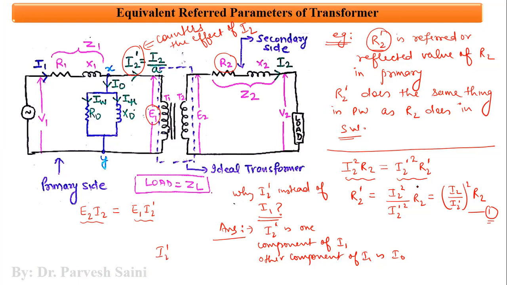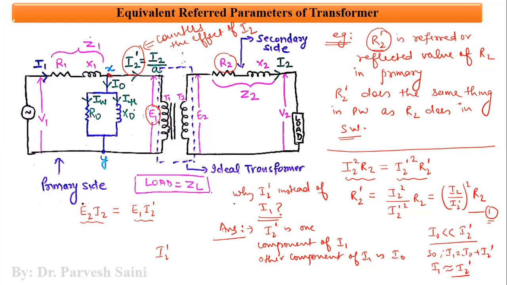Now, as you can see, I naught is very, very less than I2 dash. So if I1 is equal to I naught plus I2 dash, then I1 is almost equal to I2 dash. So it is one and the same thing basically, because more than 95% of the current is I2 dash, right? If you apply KCL at this particular point.